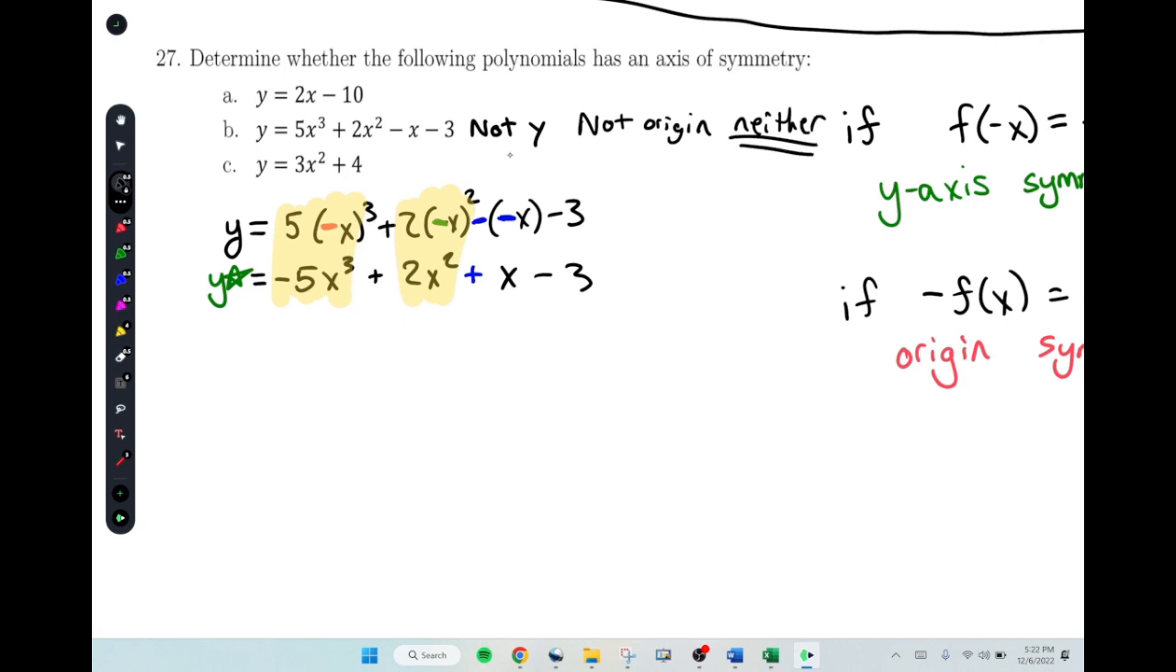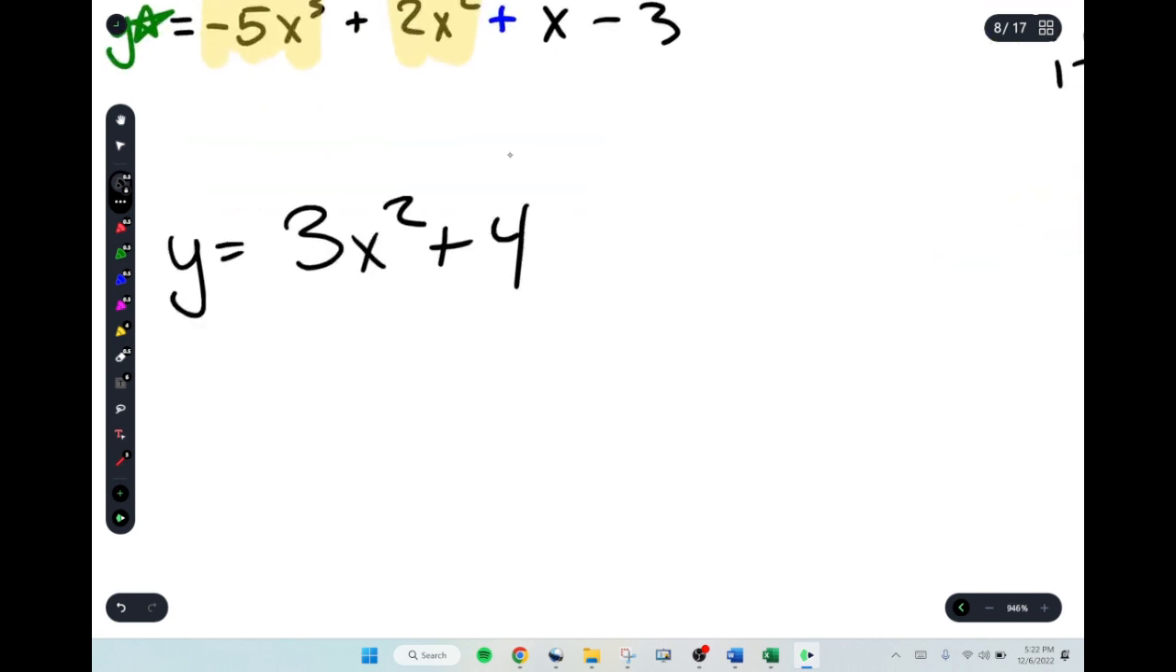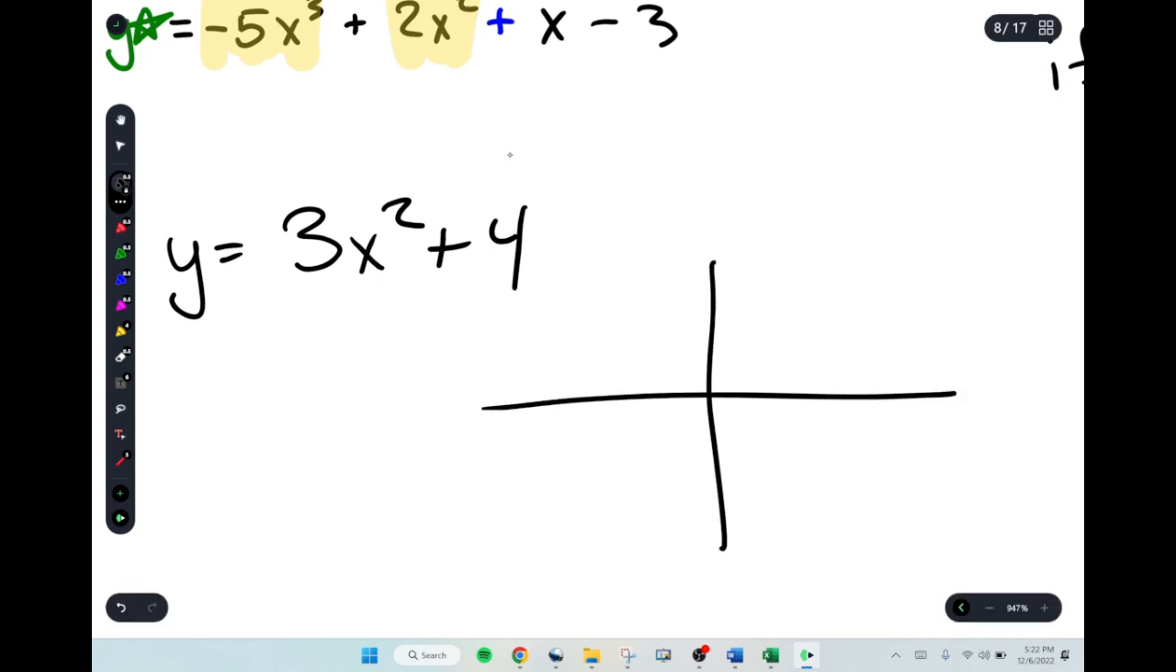Let's check out C, because C, I'm pretty sure, has y-axis symmetry, which we can know. Watch this. Y equals 3x squared plus 4. You don't even need to know the rules of symmetry because you know how to graph that thing. What is that thing? Is it happy or sad? Where's the y-intercept? So it's a happy parabola at 4? Does that thing have a line of symmetry somewhere? By golly, it does. It has y-axis symmetry.